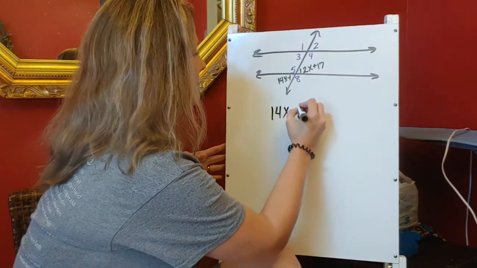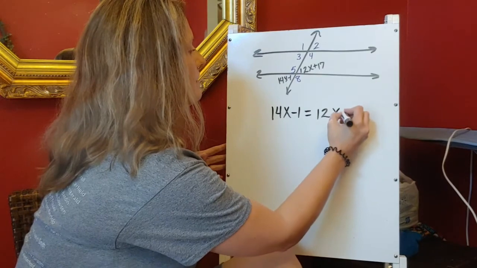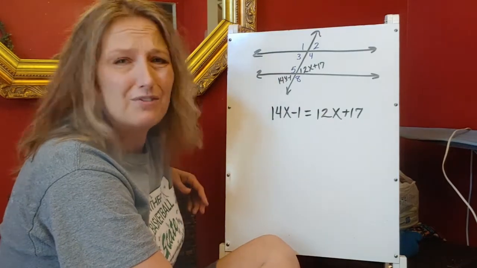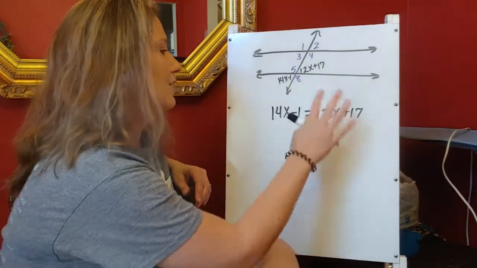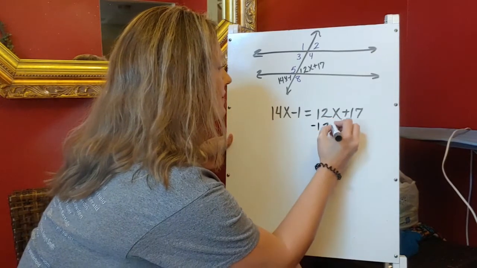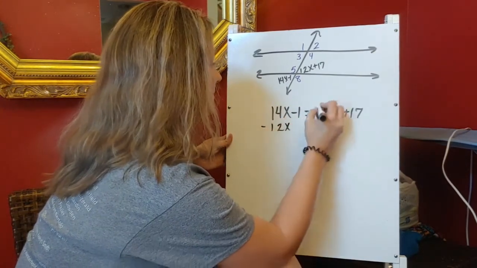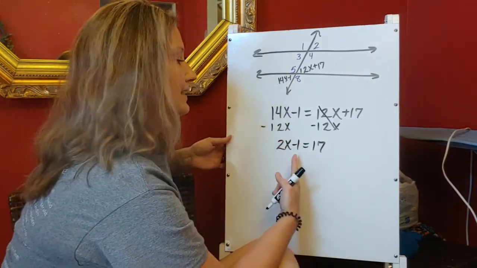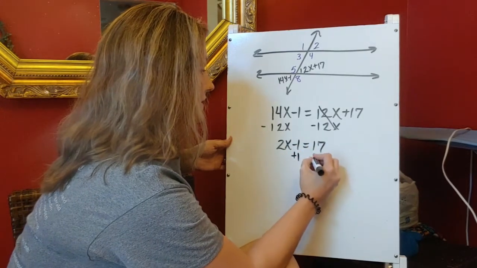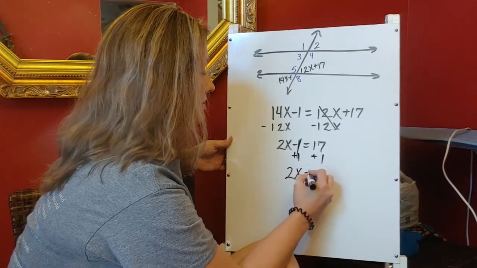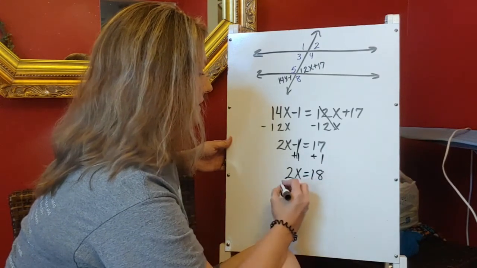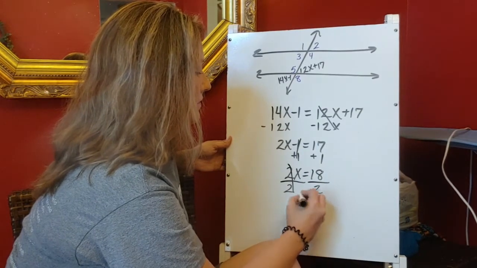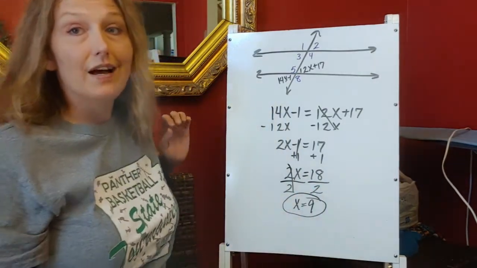So 14x minus 1 is equal to 12x plus 17. Okay? And so you're done with the hard part. Now all you have to do is solve the equation. I'm going to get all my x's over to the left, so I'm going to subtract 12x from both sides and get 2x minus 1 equals 17. I need to get rid of that 1 over here, so I'm going to add it to both sides. So 2x equals 18, and then divide by 2 to get x by itself. Okay, it turns out that x is 9.